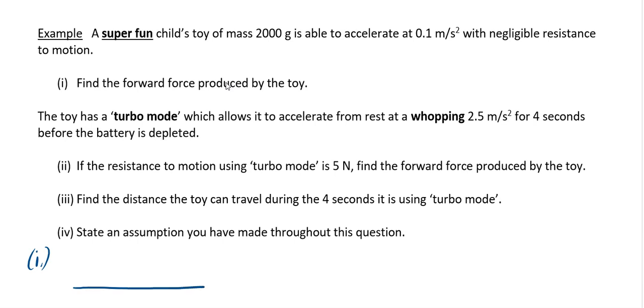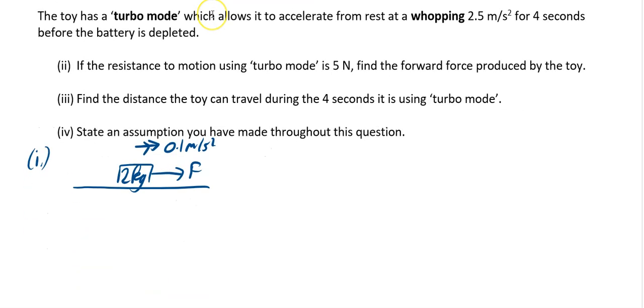So the diagram for this would be quite simply, find the forward force produced by the toy. Your forward force is the only thing you've got. You've got no resistance. So 0.1 meters per second squared was your acceleration, and you knew the toy was 2,000 grams. Convert that to kilograms, of course, so 2 kilograms. So for this one, we'll use F is equal to ma. So F is equal to 2 times 0.1. You're not going to get many questions easier than this one, so 0.2 newtons.